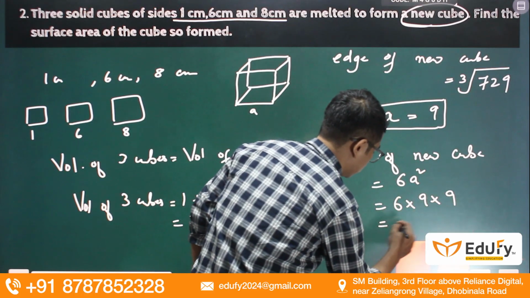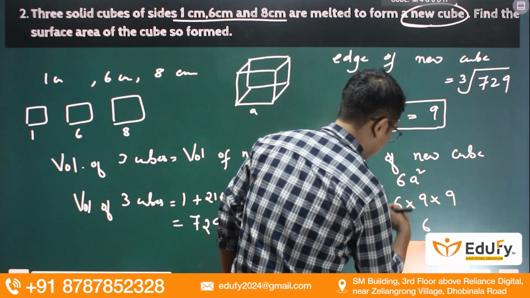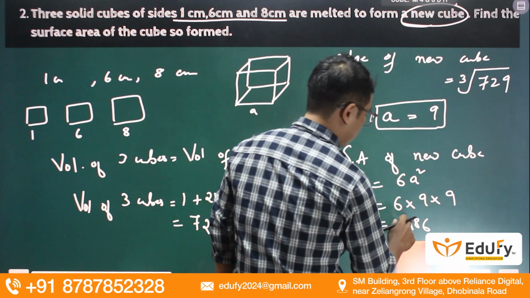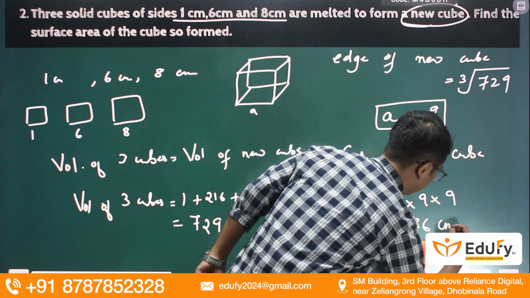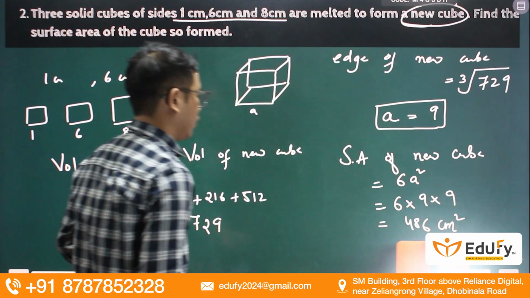So that means you're getting 81. So this is 6 into 81, 6 eights are 48, so you're getting 486. This is centimeter, correct? So it should be centimeter square. Okay, just keep that in mind.